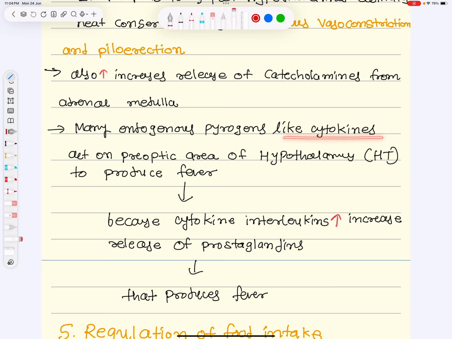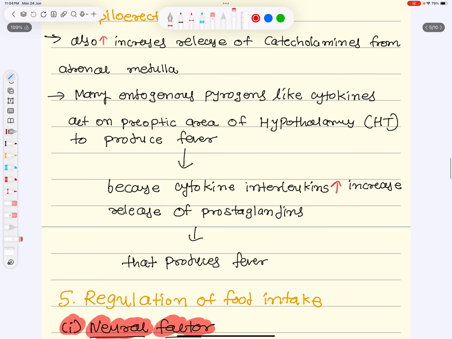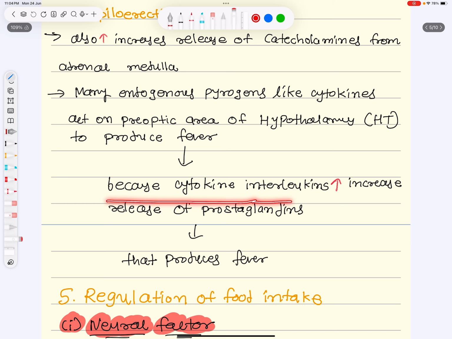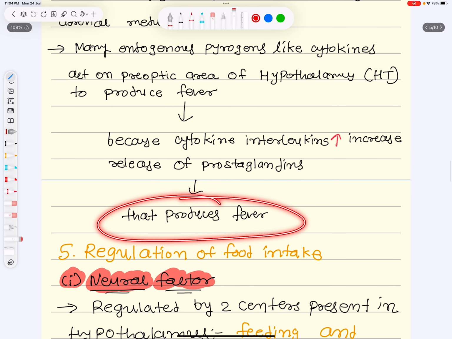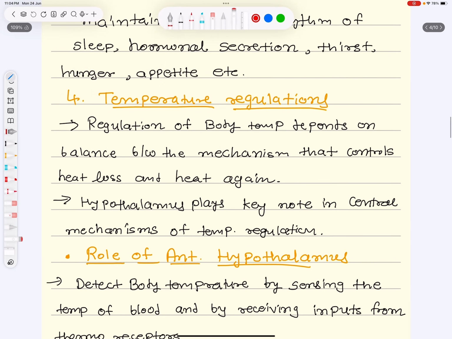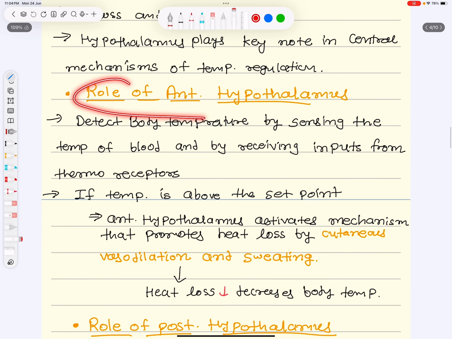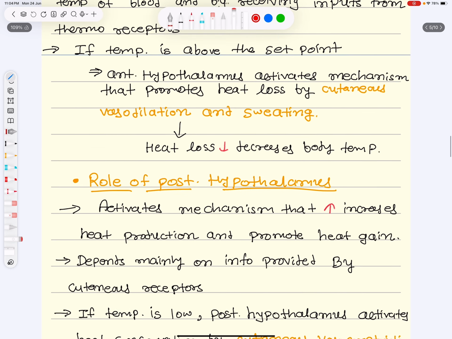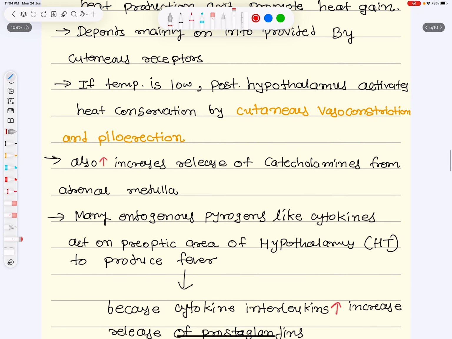Many endogenous pyrogens like cytokines act on the preoptic area of the hypothalamus to produce fever. That's because cytokines and interleukins increase release of prostaglandins, and because of this, fever is produced. So that is temperature regulation. There is a role of the anterior hypothalamus in temperature regulation and a role of the posterior hypothalamus in temperature regulation.